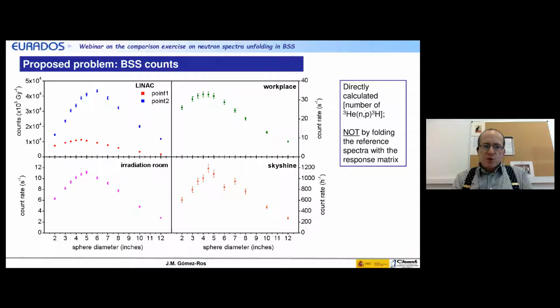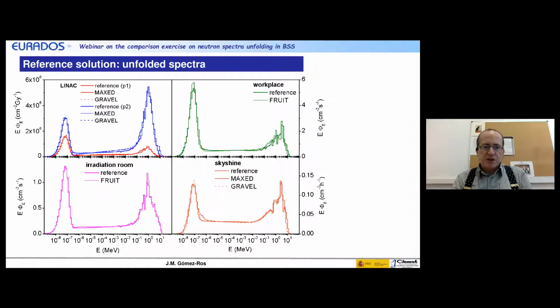We provided the participants with the response matrix of our idealized Bonner sphere spectrometer. We provided also this set of counts for the 4 scenarios, that were actually 5 sets of counts, because there were 2 points of measurement in the case of the LINAC, and we asked the participants to unfold the spectrum. Then the idea was to compare the unfolded spectrum with the true one, or the reference one, to identify the discrepancies and to investigate what we can learn from this exercise and comparison.